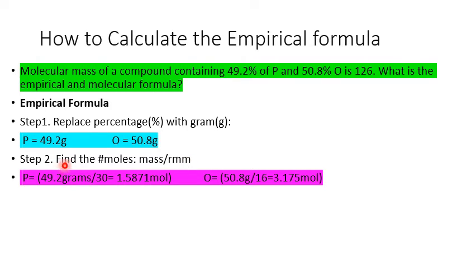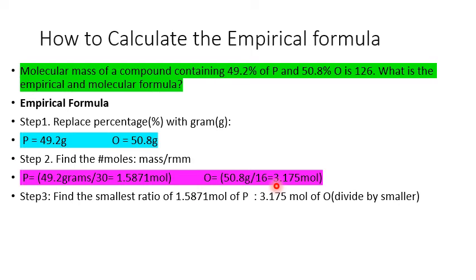All right, so I'm going to take the 49.2 here. That is my mass. And I'm going to be dividing that by my relative molecular mass. And how do I find the relative molecular mass? I just look at the periodic table and find the overall mass for P, which is 30. Okay, 49.2 divided by 30 gives me 1.5871 moles. Oxygen, I did the same thing. The mass of oxygen divided by the RMM, which is 16, and that gives me 3.175.